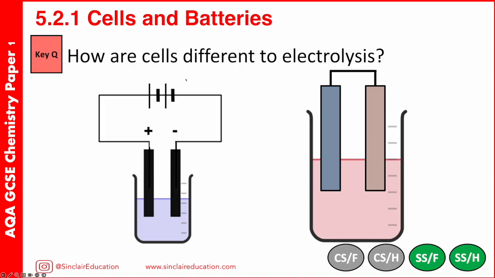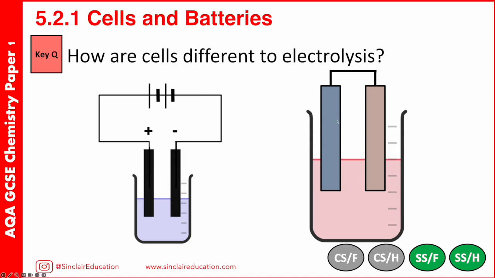You'll notice that these diagrams look quite similar, but there are some differences between them. So watch out if you are asked to draw a diagram of either a cell or electrolysis. Electrolysis will have 2 graphite electrodes typically, and they will have a power supply.